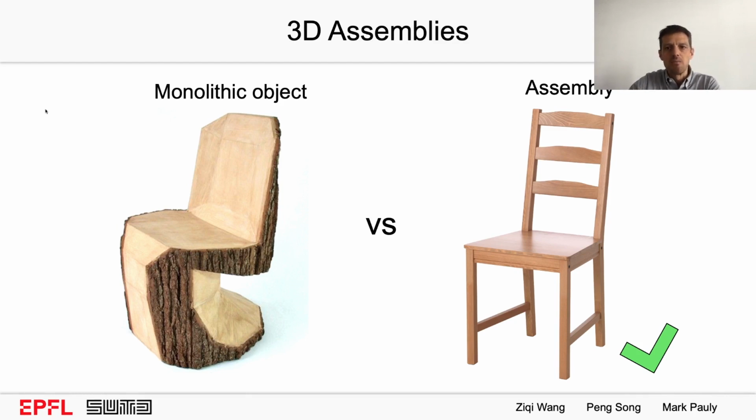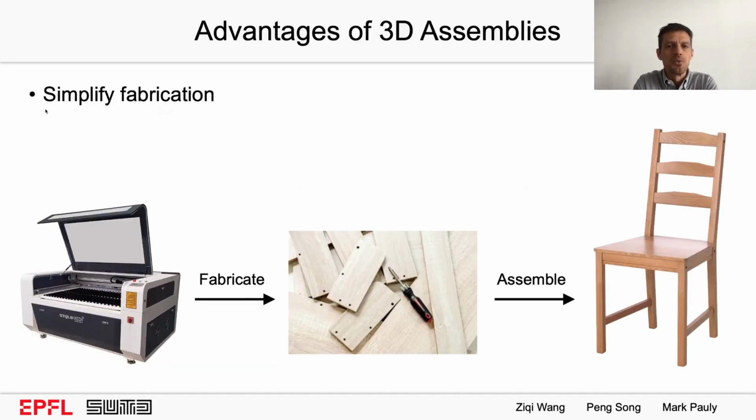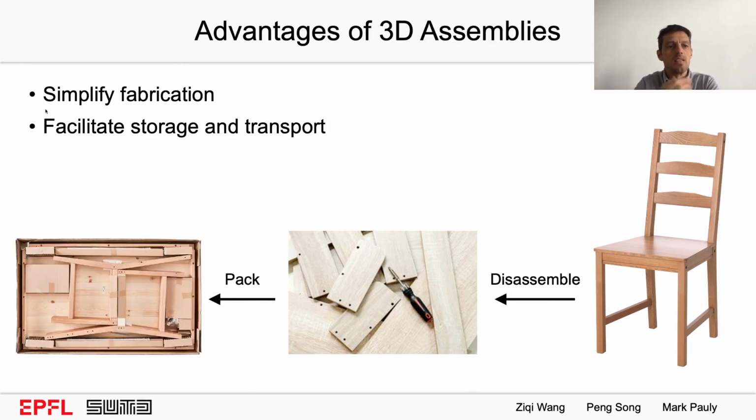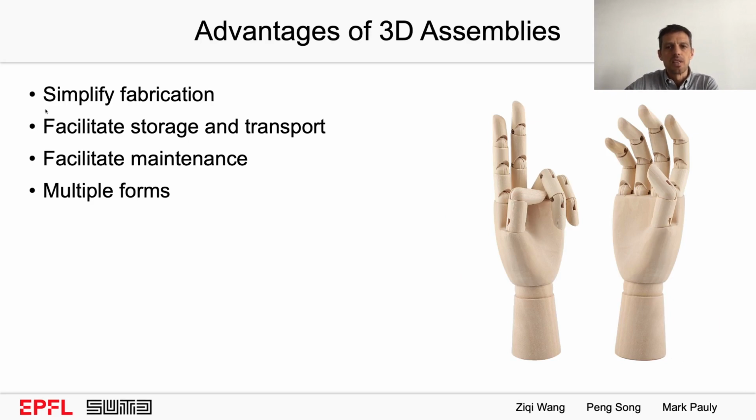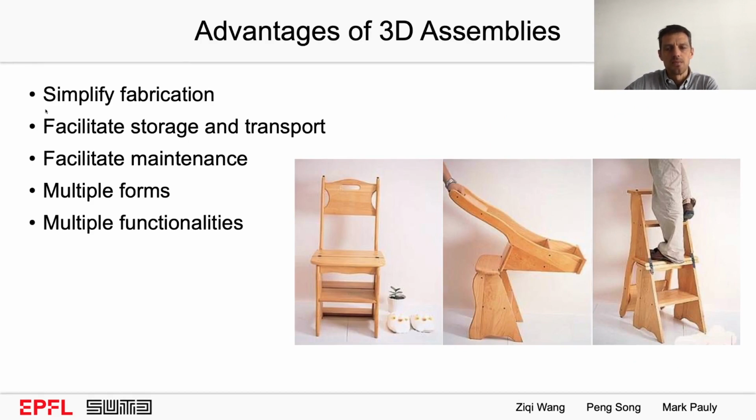And these type of assemblies come with a number of advantages. First and foremost, fabrication. We can simply fabricate geometrically much simpler parts that can then be assembled into a compound object, which can have a much more complicated shape and also interesting functionalities. This allows us further to store and transport the component parts in a compact way. Finally, we can very easily maintain an assembled structure. For example, if we have to replace a broken part, they allow for multiple forms. They can be reconfigured in various ways, which incidentally also allows multiple functionalities.